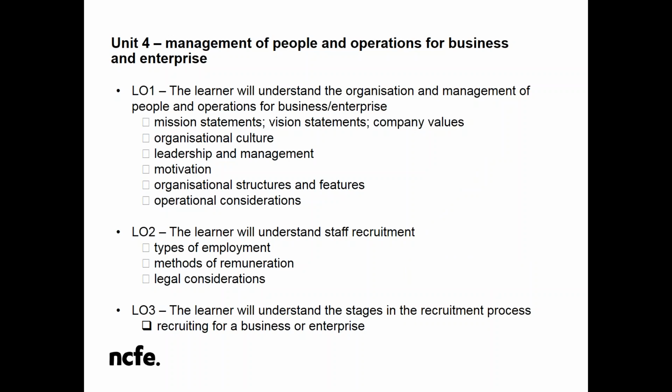So we're on to Unit 4, which is the management of people and operations. For this particular unit, we've got 3 learning outcomes. First one, understanding the organisations and management of people. So this will be talking about things like mission statements, company values, culture, leadership, management, motivation, structures, and operational considerations.